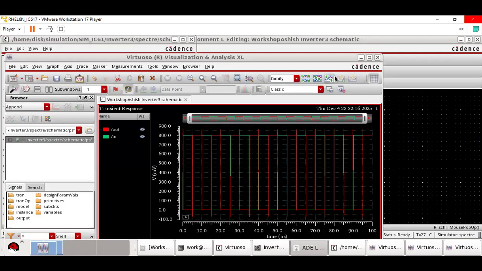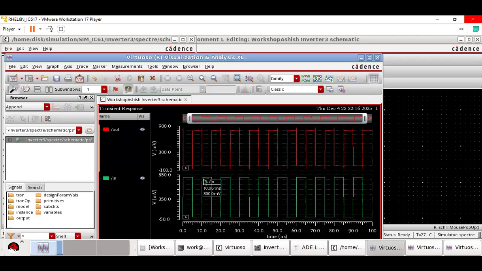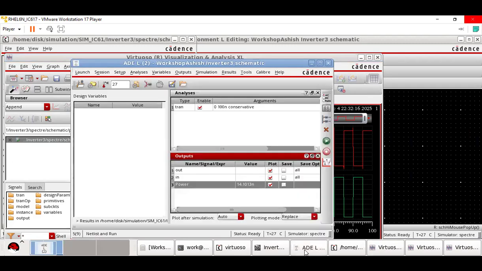You see, there is high frequency: 1, 2, 3, 4, 5, 6, 7, 8, 9, 10. Ten cycles are there. And now what is the power consumption? 14.1013 nano. The previous power consumption was 6.6 nanowatt. This is 14.1 nanowatt. You have doubled the frequency, so the frequency has an impact on your power consumption.